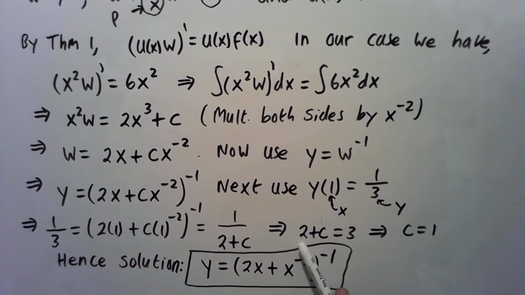Okay, so you have 2 plus c equals 3. So it looks like c is going to be 1. Putting 1 in place of c right here will give us our solution. So hence the solution is y equals 2x plus 1 times x to the minus 2, raised to the minus 1 power. That'll be our solution. So we're done with the question. So let's leave it there.